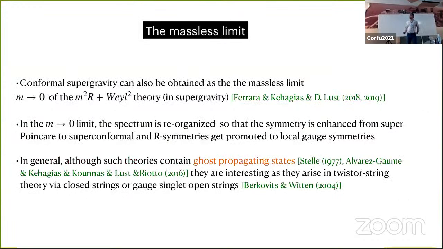As well, conformal supergravity has been obtained as the massless limit of this theory, as you see, the Weyl square term plus the Einstein-Hilbert term here. And in this limit, the spectrum of the theory is reorganized, so it's enhanced from super Poincare to super conformal, and the R symmetry is promoted to a gauge symmetry. Also, it has been noticed that in supergravity we also expect ghost propagating states. However, as I said, for this theory, the conformal supergravity, there's still good motivation to study it because, among other reasons, it emerges from string theory.